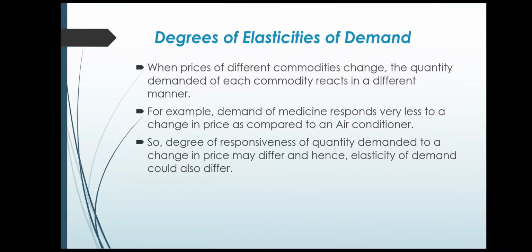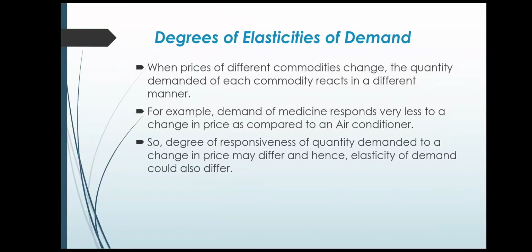When prices of different commodities change, the quantity demanded of each commodity reacts in a different manner. For example, demand of medicine responds very less to a change in price as compared to air conditioner. So, degree of responsiveness of quantity demanded to change in price may differ, and hence elasticity of demand could also differ. So we saw that there are different types of products, and different types of products react in a different manner.